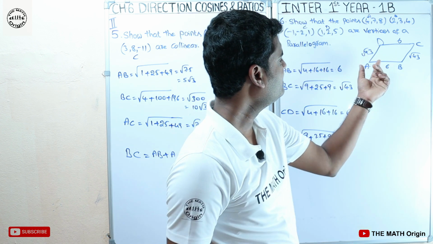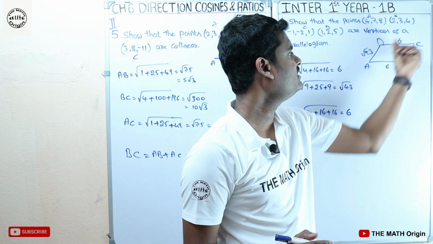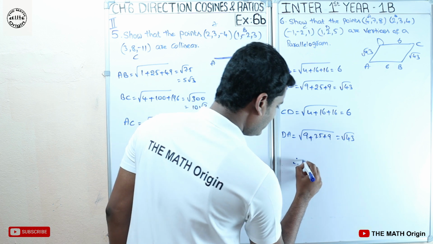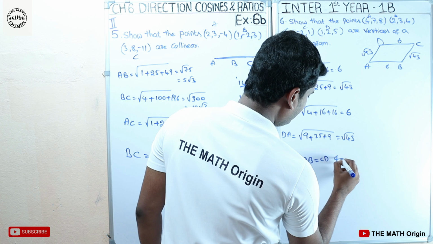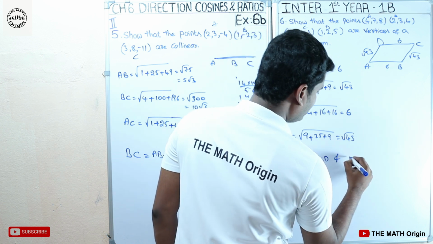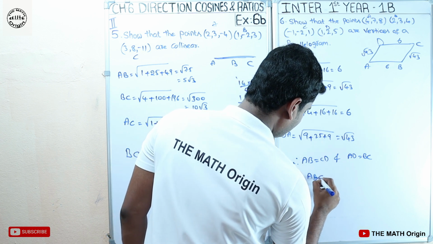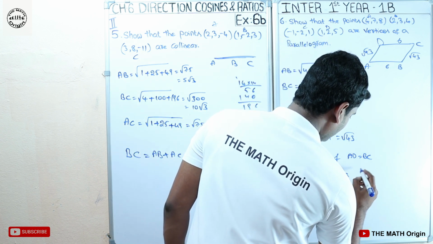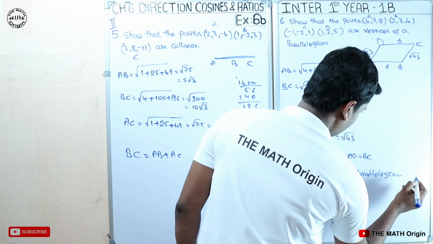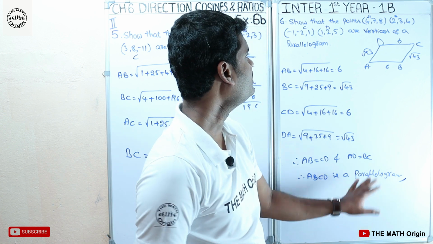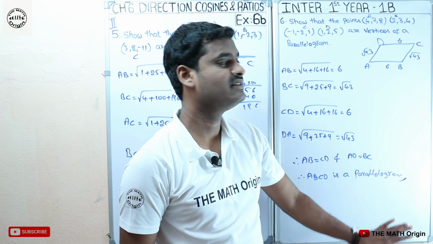So by seeing this, AB distance is equal to CD, and also BC is equal to AD. Therefore ABCD is a parallelogram. Hence we have proven that the given points are the vertices of a parallelogram. Here ends our sixth question.